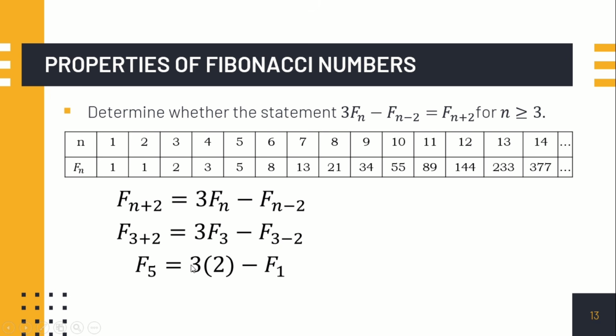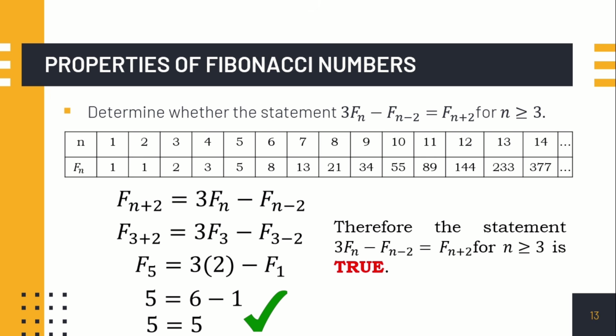Pinalitan lang natin yung n ng 3. So, that is f sub 5, 3 times, kasi yung f sub 3 natin, yung value nito ay 2. Kaya pinalitan ko na yung f sub 3 ko ng 2 minus f sub 1. So, we all know that f sub 5, that is 5, is equal to 3 times 2, this is 6, minus 1. Bakit 1? Yung f sub 1 natin, ito yon. Okay, 1. So, therefore, 5 is equal to 5. And that is true. Therefore, the statement 3 times f sub n minus f sub n minus 2 is equal to f sub n plus 2 for n is greater than or equal to 3 is true.